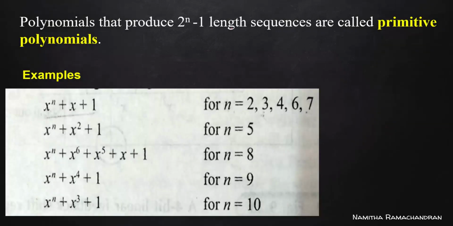These are some examples of polynomials that generate the maximum number of states, 2 to the power n minus 1. The linear feedback shift registers that generate these 2 to the power n minus 1 maximum possible states, we call primitive polynomials. The polynomials that generate the maximum possible states by a linear feedback shift register are called primitive polynomials. These are some examples.